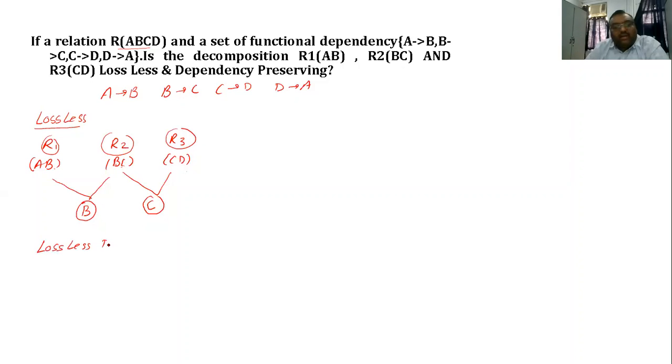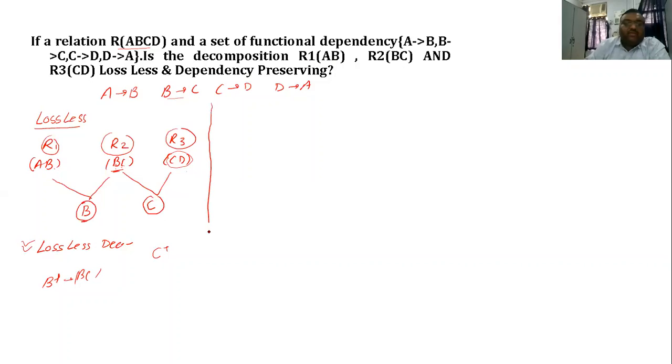yes, this is a lossless decomposition, right? So if you find the closure of B from this set of FDs, the closure of B is B, C. So in this relation, yes, B is the candidate key. Now check over here, C. Yes, in this C is the candidate key. C determines D, so C is the candidate key. So we can say, yes, this is a lossless decomposition, right?